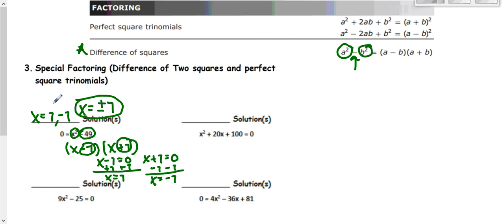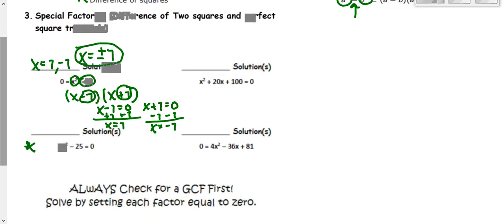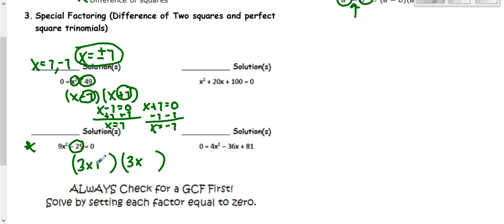Okay, so I want you to pause the video and try this next one that is also the difference of two squares, and then come back to the video once you have completed that. Okay, so looking at this next one, if it's the difference of two squares, I know I'm going to have x and 3x to make my 9x squared. And then to make my negative 5, I'll have plus 5 and minus 5.